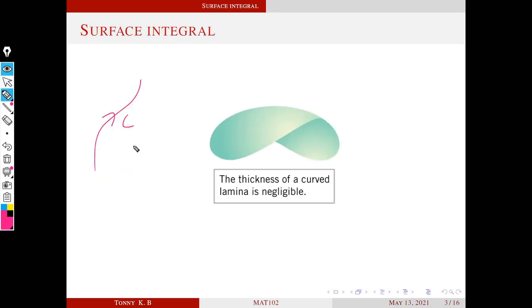In the last session, we saw how to integrate along an oriented curve C. Suppose this is our sigma. Sigma denotes the surface. Suppose sigma is a surface and we have a function f(x, y, z) on sigma, because this sigma is a 3D surface. Corresponding to every point we have a function value f(x, y, z) on sigma, and we have to integrate this function over sigma. That's our problem.